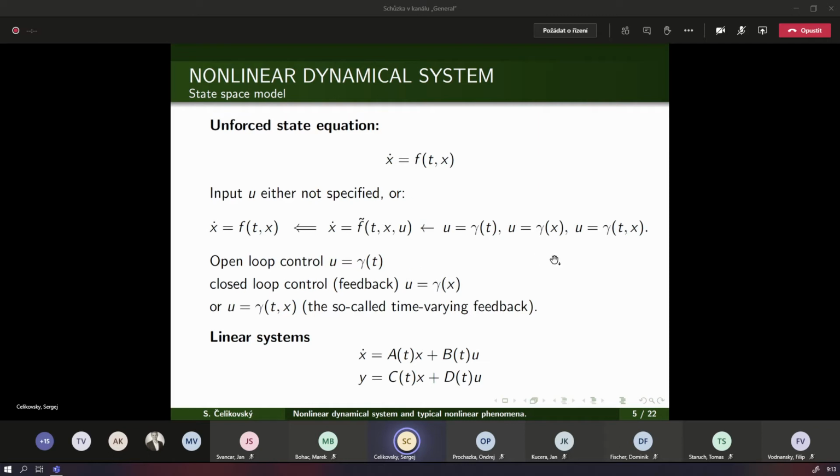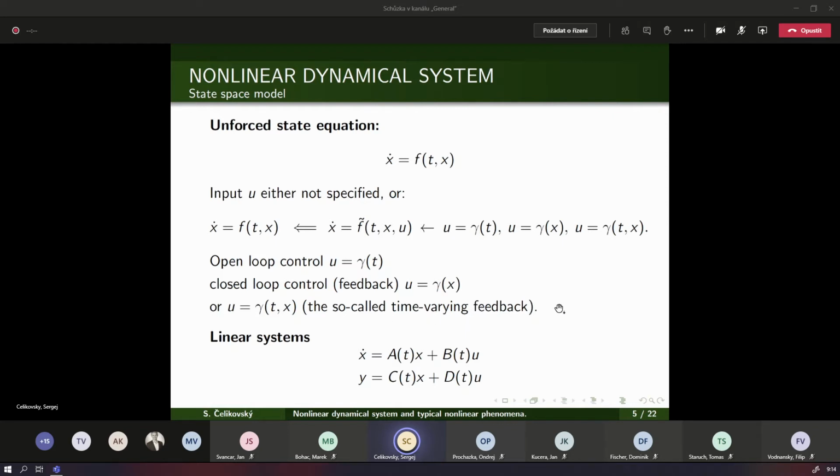Usually terminology, like in linear systems, is that when we substitute just a time function, it's open loop control. Then if you substitute a function of state, then it is feedback control or closed loop control, state feedback control, whatever you want in terminology. And also this is interesting, sometimes it is useful, the so-called time varying feedback.